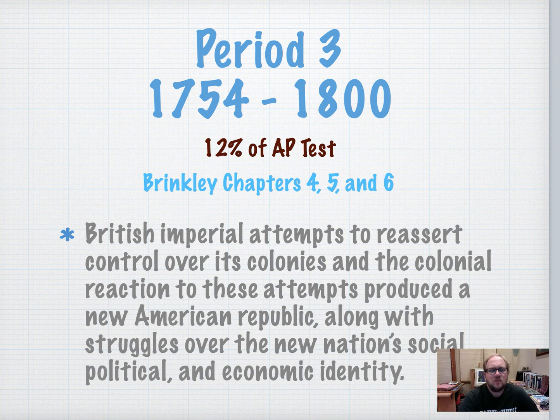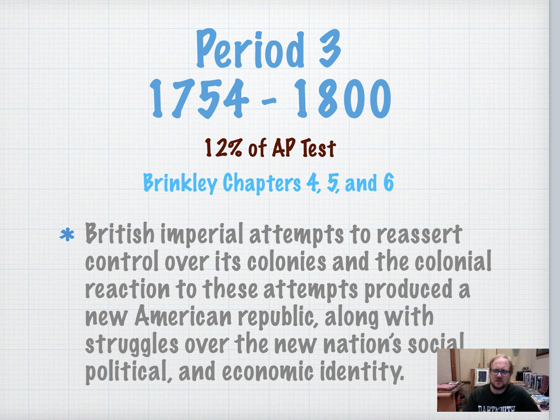Hello, everyone. Today we're going to be starting period 3, which is 1754 to 1800. This makes up about 12% of the AP test, and this is chapters 4, 5, and 6 in our textbook. It goes basically from the pre-revolutionary time period all the way through the founding Federalist era, which basically means the presidencies of Washington and Adams. It ends with the election of 1800, with the election of Thomas Jefferson and new political ideology going forward.